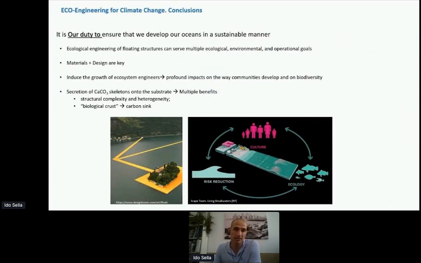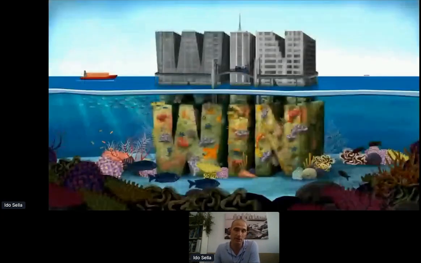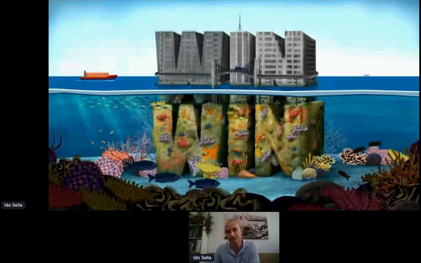And just to summarize, it's our duty to ensure that we develop the ocean in a sustainable manner. I think that ecological engineering is an aspect that needs to be addressed in all floating structures. There are very specific targets that need to be addressed in order to create structures that work hand in hand with ecology. And the target is basically creating a win-win of infrastructure and biology. Thank you, everyone.